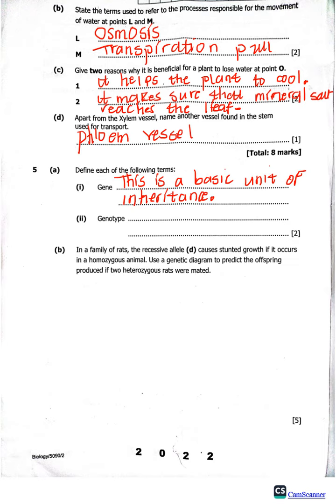Then for genotype, so the definition for genotype, this describes the type of genes for a certain characteristic. We can say for a certain trait.